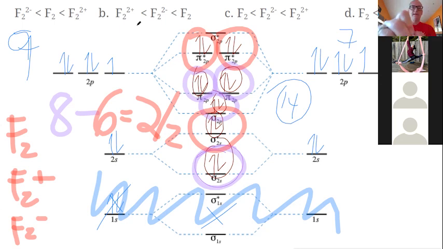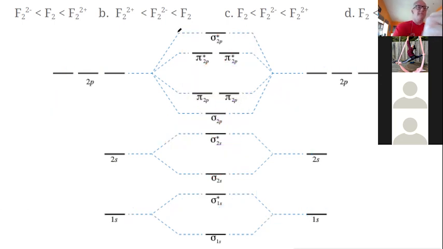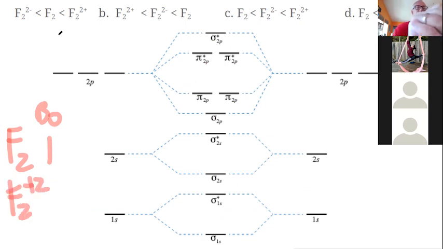Exactly. So here's my first one. I've got F2, and my bond order is 1. So now look at F2 plus. Now I've got F plus over here and F plus over here. How many valence electrons is F plus going to have?